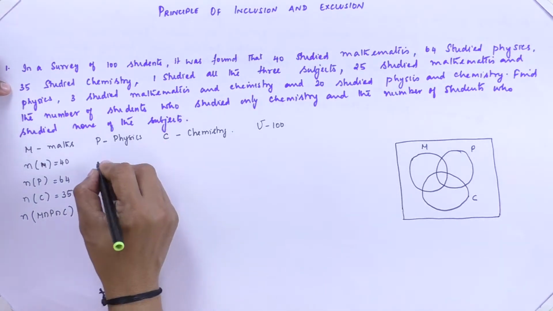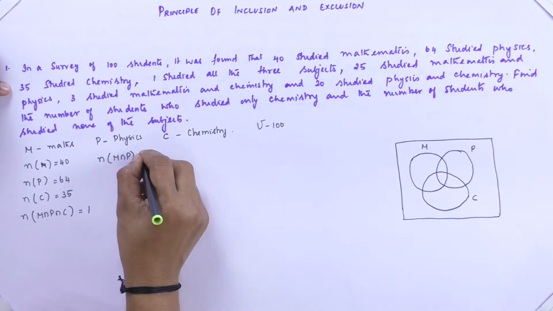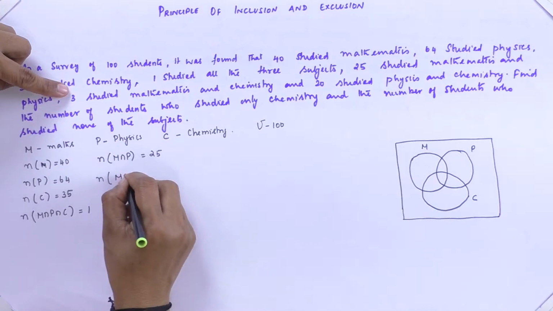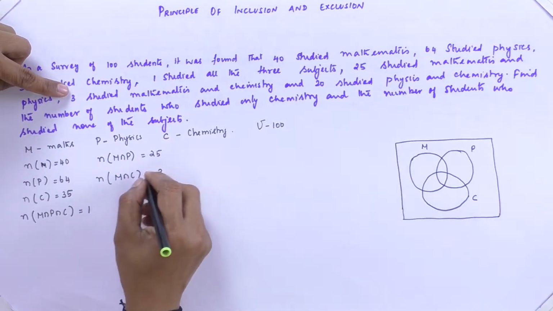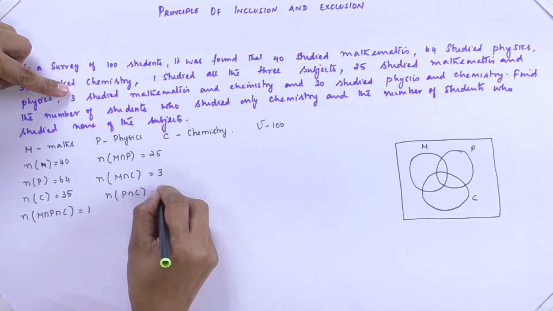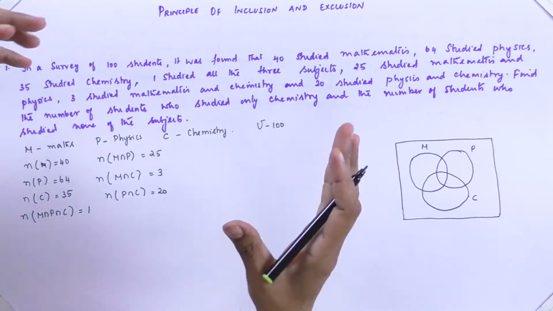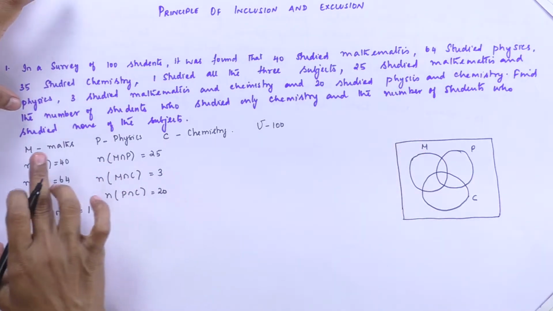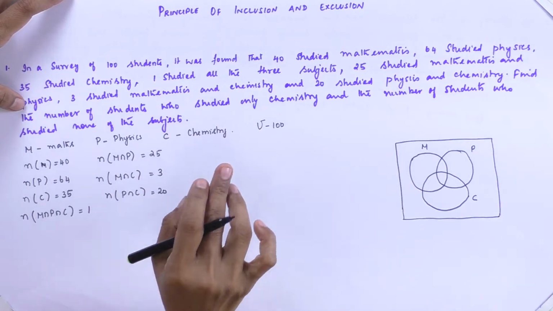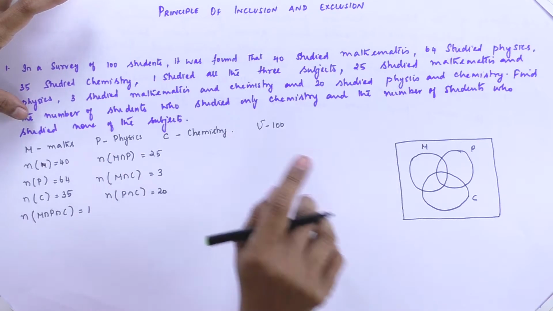25 students studied mathematics and physics, right? N of mathematics and physics is equal to 25. Again, N of mathematics and chemistry is equal to 3. Then N of physics and chemistry is equal to 20. Everything is given. I am not writing anything new to you; all the data is available in the problem. With this, we are supposed to find the number of students who studied only chemistry, and the number of students who studied none of these subjects.